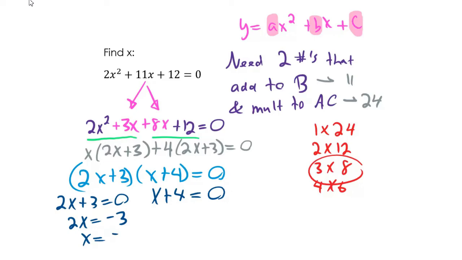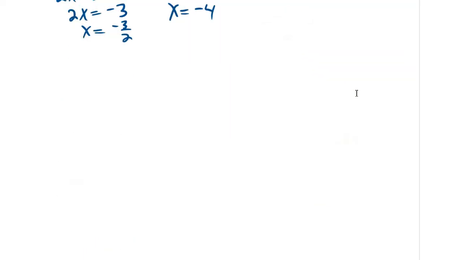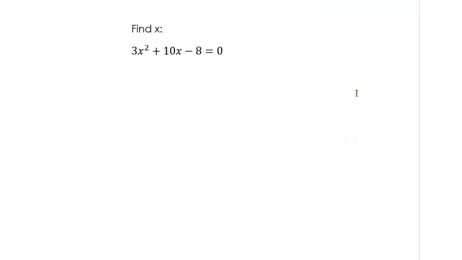With some better handwriting. And here, take away 4 from both sides. And our answers are negative 3 over 2 and positive 4. So let's go ahead and try another example here. Let's say we had 3x squared plus 10x minus 8 equals 0.